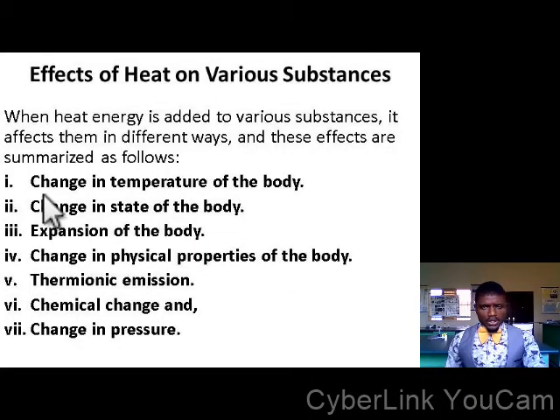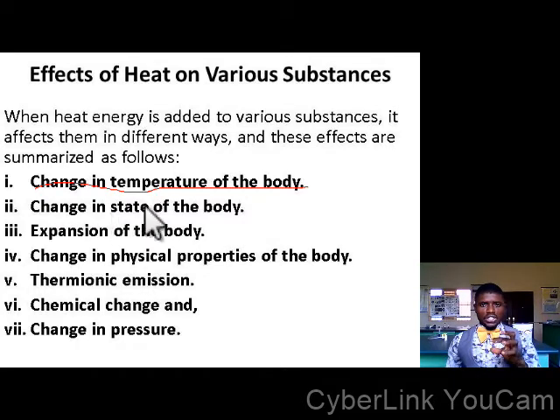So we say that change in temperature means high or low. The body may increase in temperature or decrease in temperature. The body only increases in temperature when the heat is added to the system. And then when the heat is removed from the system, the body temperature falls down.